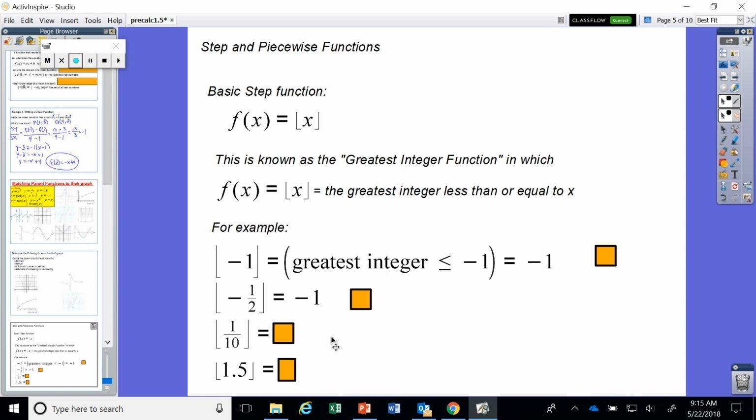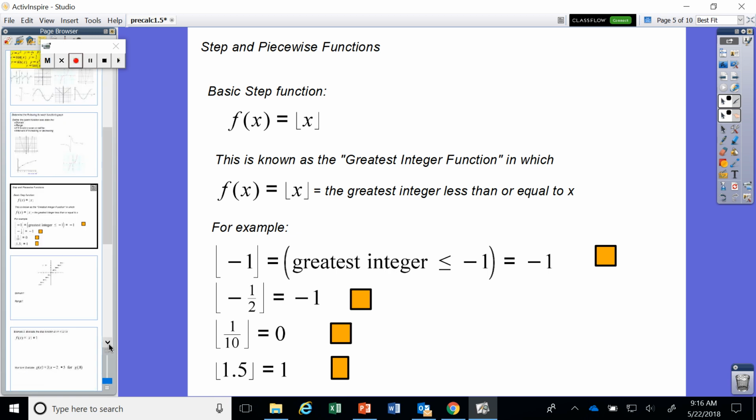All right, what about 1/10? What is the greatest integer less than or equal to 1/10? I challenge you, pause the video and see if you can figure it out. Hopefully we know that the greatest integer less than or equal to 1/10 is simply 0. And last but not least, in decimal form, the greatest integer less than or equal to 1.5? It has to be less than or equal to 1.5, but 1.5 is not an integer, so the greatest integer less than or equal to 1.5 will be 1.